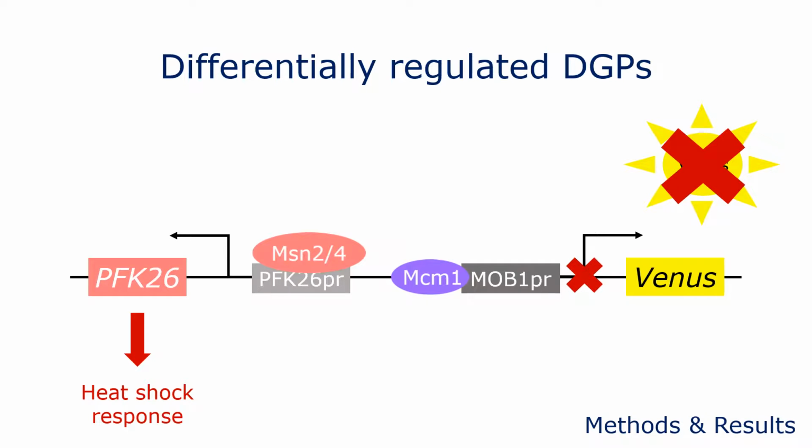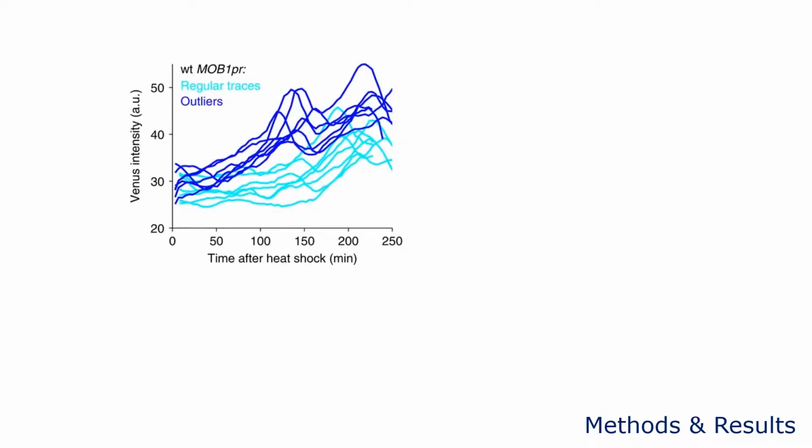They take this yeast strain, induce heat shock, and measure the intensity of Venus brightness over the next few hours. In typical yeast cells, shown here in light blue traces, Venus intensity remains low and stable for around 2 hours as the cells adapt to heat shock, before starting to rise thereafter.